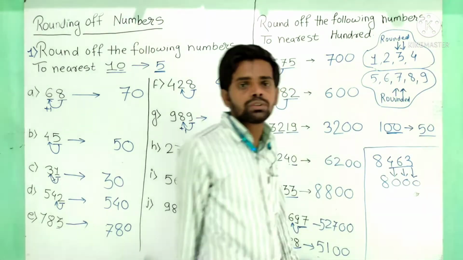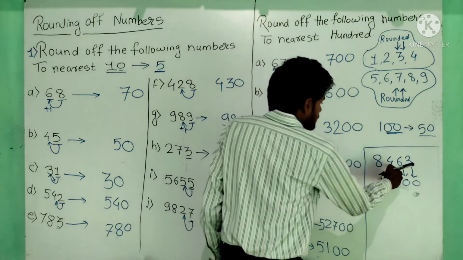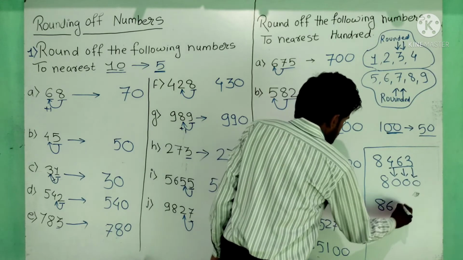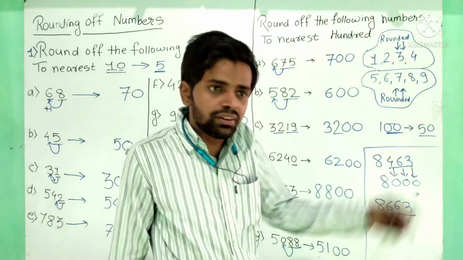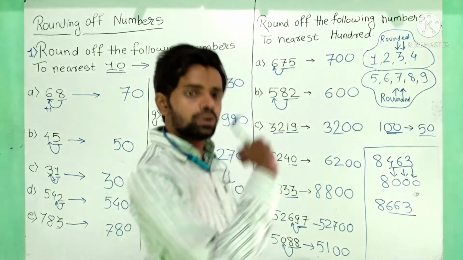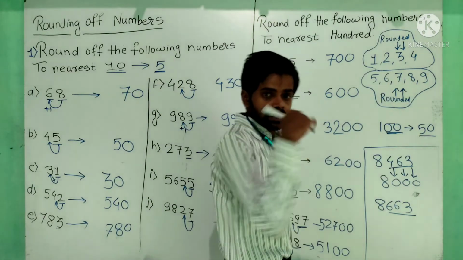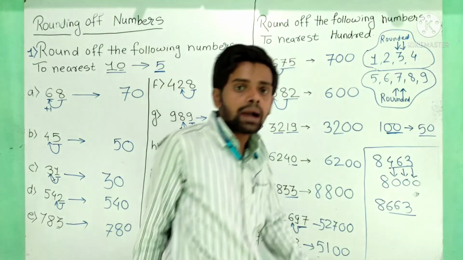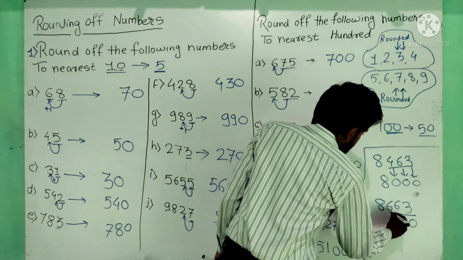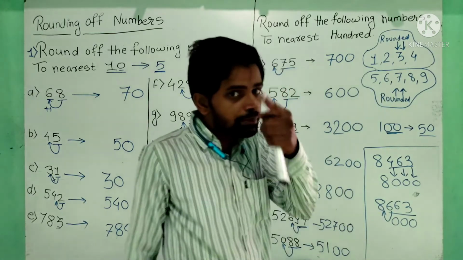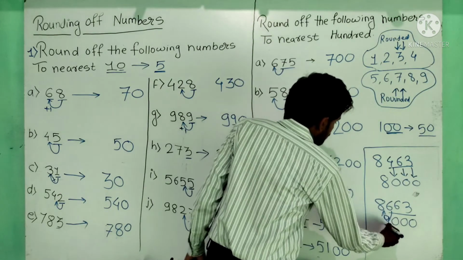It is 8,000. But suppose 8, 6, 6, 3 is there. So the last three digits are more than 500, and this number will lie towards the right hand side of the middle number. So it will be rounded up. Okay, so the last three digits will be 0. But the 6 will push the next number, and the 8 becomes 9. 8 will become 9.